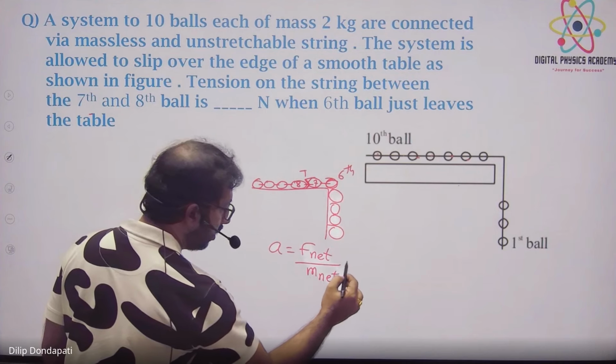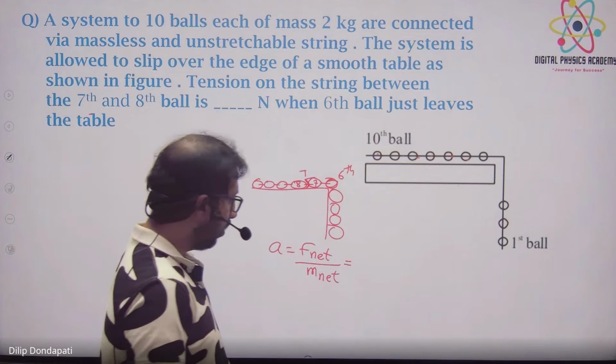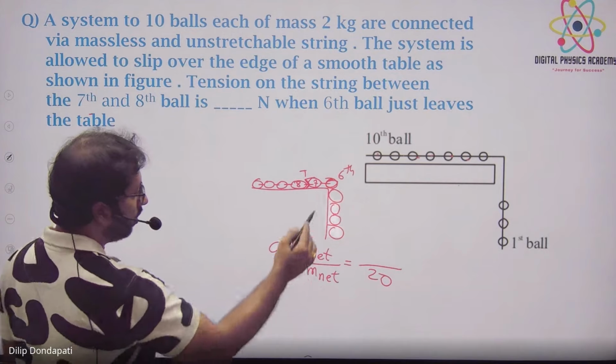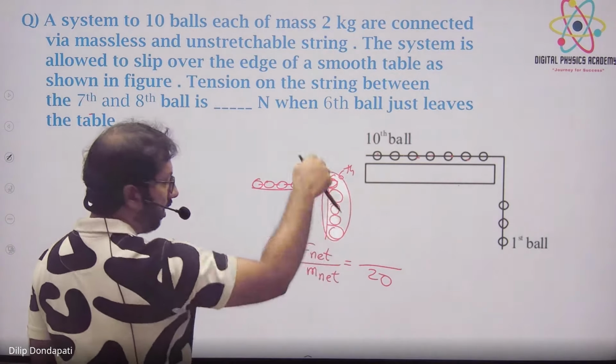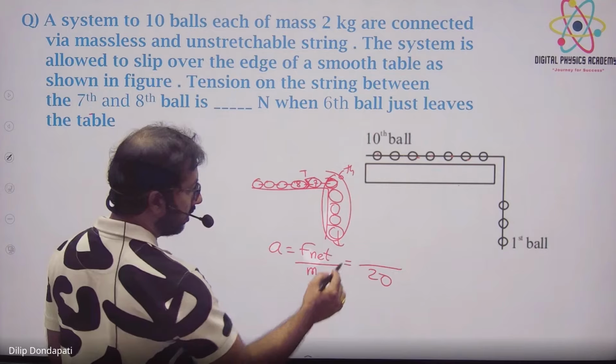Net force is how much? Net mass is how much? Total mass is how much? 20. Okay. Net force acting कितना होगा? Net force means इधर कितना? 6 balls है ना? 6 into 2 into 10. 6 mg. 120.